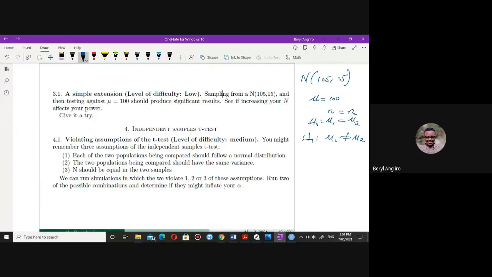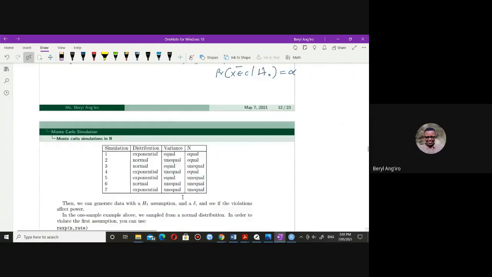We can run simulations in which we violate the 3 assumptions. We run some of the possible combinations and determine if they might inflate the value of alpha. And remember, the value of alpha is the probability of rejecting the null hypothesis, given that it is true. So where we have the critical region C, we are rejecting the null hypothesis given that it is true.